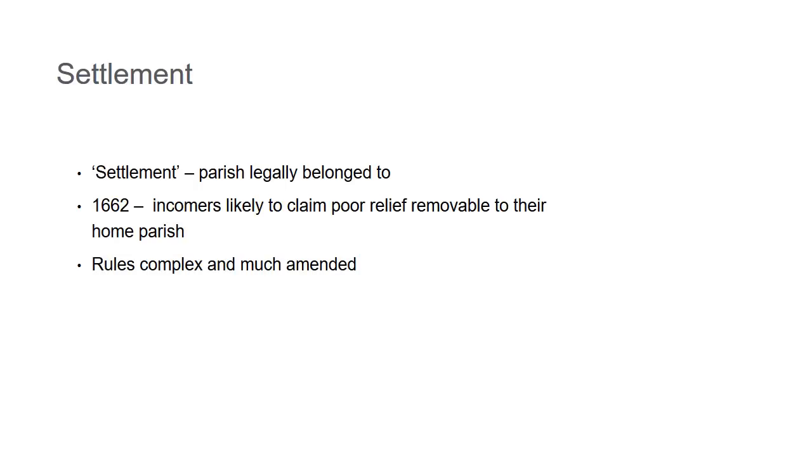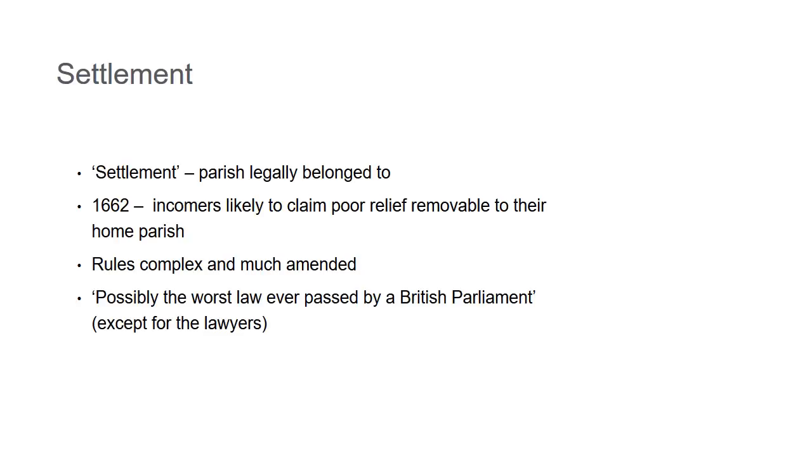The rules of settlement were very complicated. For example, your settlement could change during your life. If a woman married, she took on her husband's settlement. Or if you were apprenticed, you took on the settlement of the place of your apprenticeship. It's been said in recent times that settlement is possibly the worst law ever passed by British Parliament. The only people who benefited were the legal profession, sorting out all the complications and twists and turns over the years. And settlement was only finally removed from the statute book in 1948 with the introduction of the welfare state.